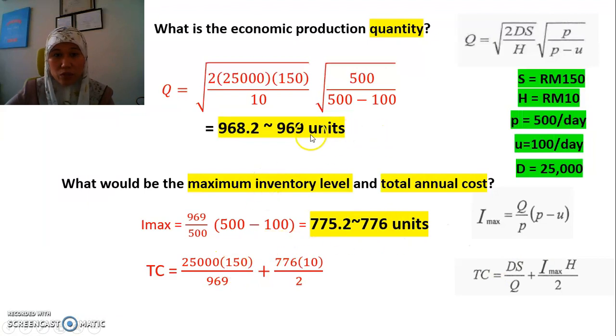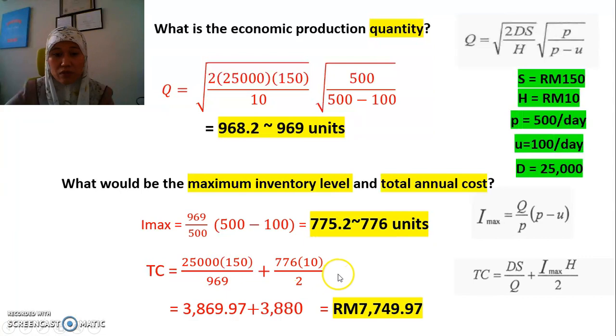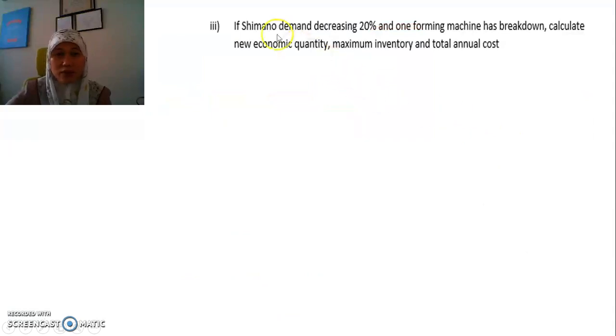So we have the Q as 969, so we plug in all the values, and we get RM 7,749.97. Okay, and then the question extends, and they give us information on the demand decreasing 20% from the earlier one, which is 25,000 we calculated, so it decreased.